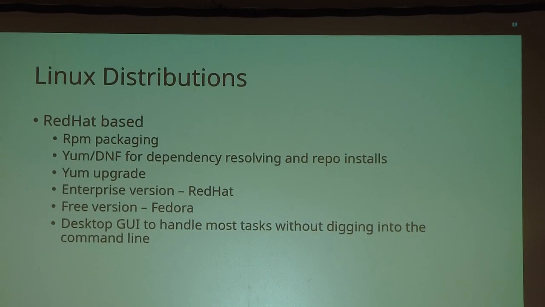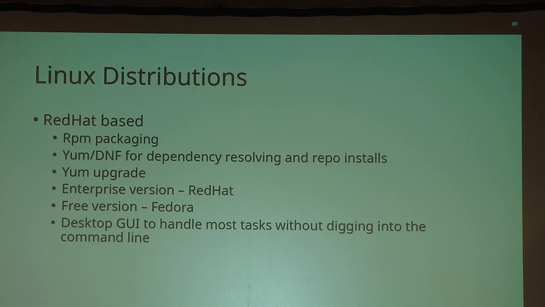There's two main distributions or distribution paths. One is Red Hat based. You've got your RPMs. YUM or DNF does your repo installs. You want to upgrade, yum upgrade. There's an enterprise version if you want to pay a lot of money, Red Hat Enterprise Linux. There's a free version, Fedora. You can just download that, don't have to pay anything for it.